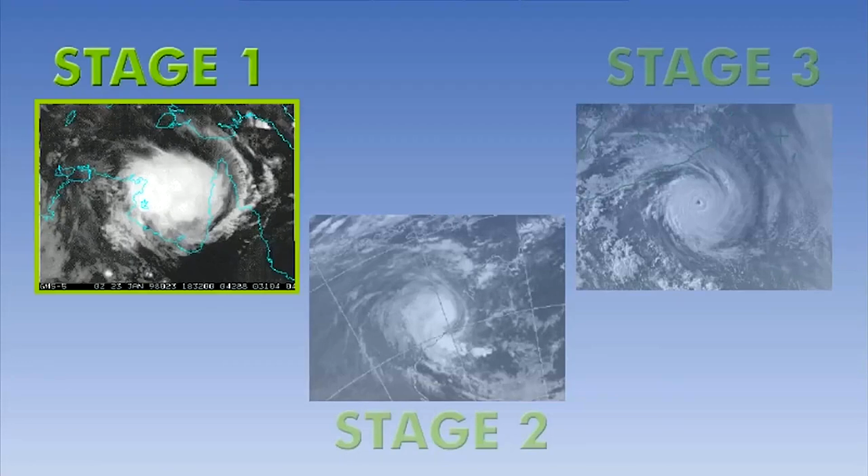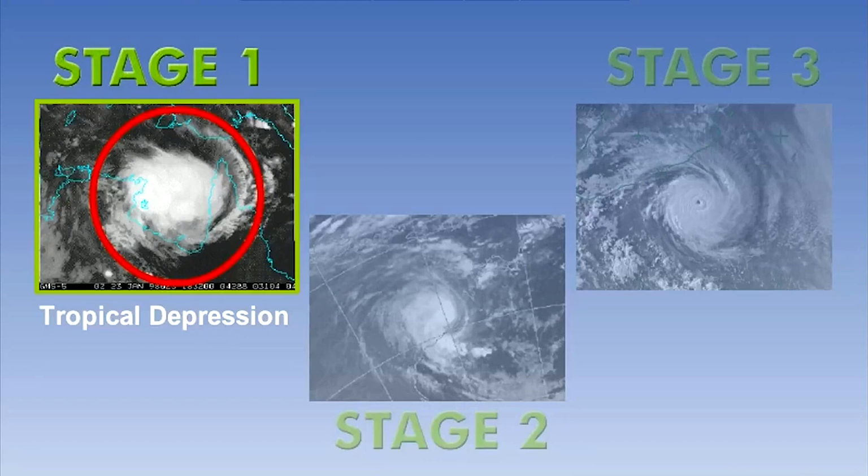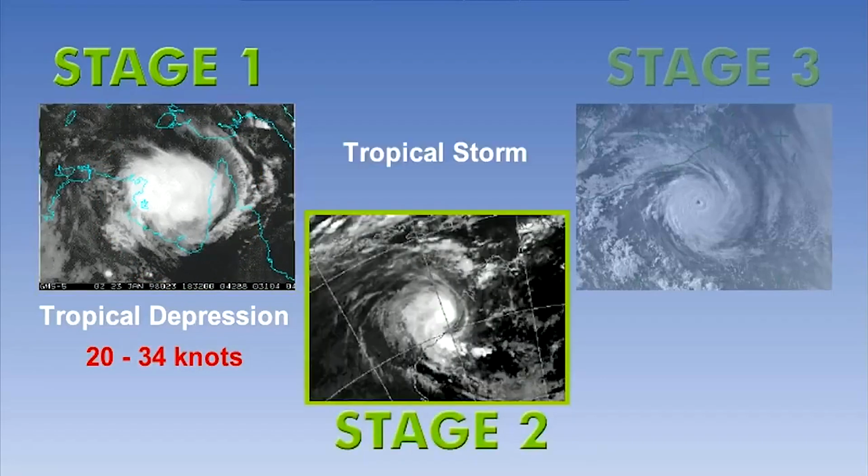Stage 1 is called the tropical depression. Here we see the first signs of rotation, with a lower central pressure and at least one enclosed isobar. Surface wind speeds will be 20 to 34 knots. Stage 2 is the tropical storm and starts when the system becomes more organized, with surface winds of 34 to 64 knots. The storm will now be given a name.